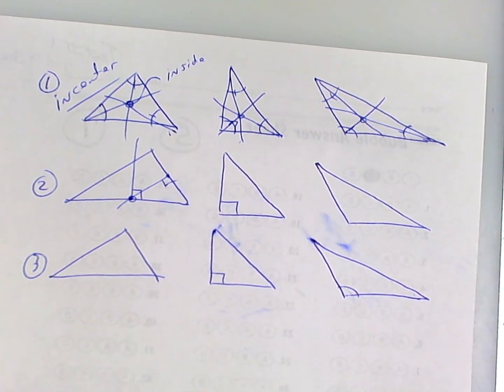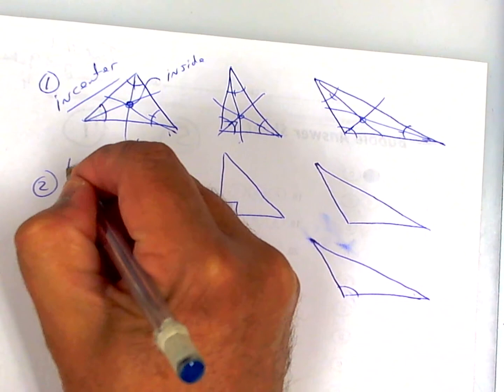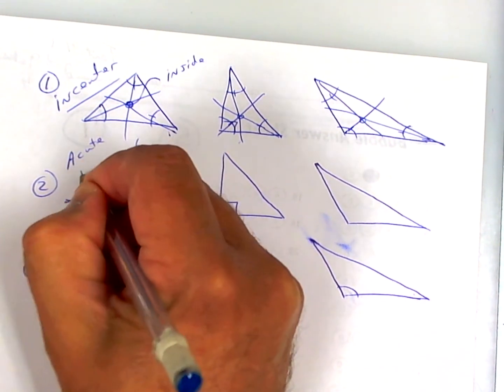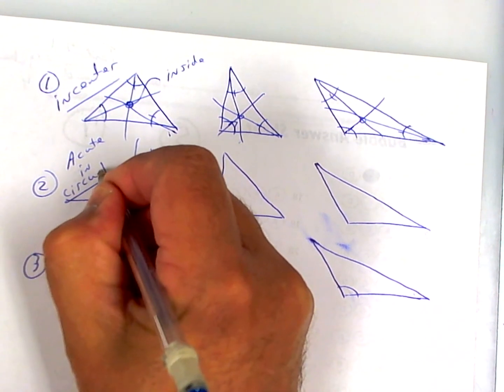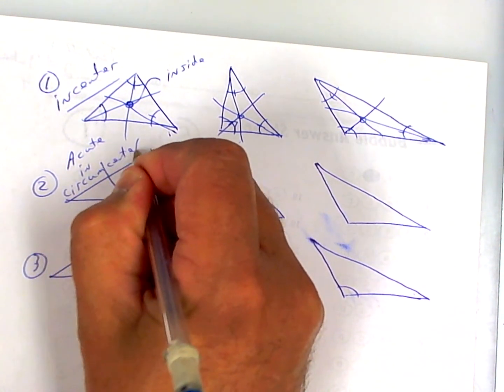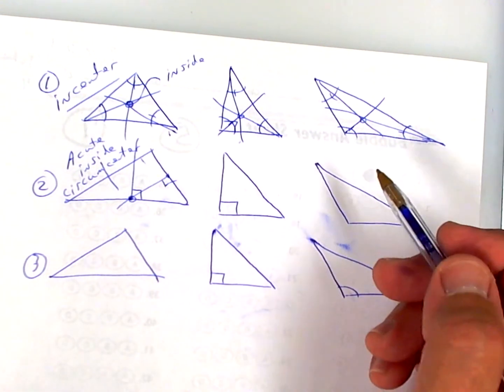Okay, I didn't do very good on an acute triangle. It's actually a right triangle. But on this one, it should have been inside. The circumcenter should have been inside. Okay, my diagram is another right triangle. I didn't mean to do that.